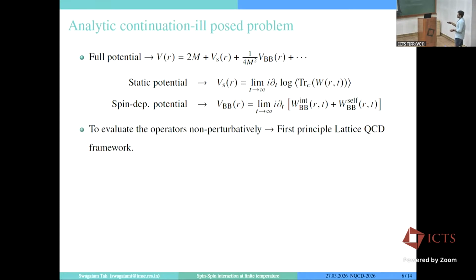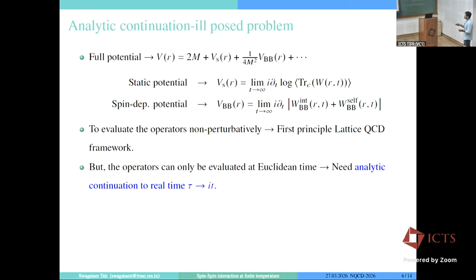But to calculate this operator non-perturbatively, we need to calculate it in lattice QCD. And lattice QCD, as heard in the talk by Somen Datta, is defined in Euclidean spacetime, and we discretize the Euclidean spacetime. So we have to calculate these correlators not in real time but in Euclidean time. To go from Euclidean time to real time, we need to analytically continue, so tau goes to it in real time.